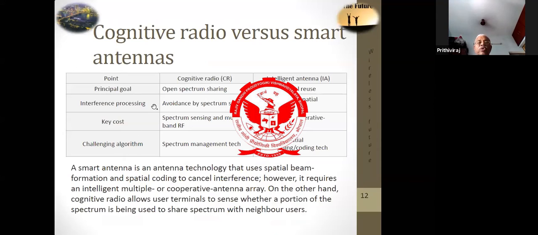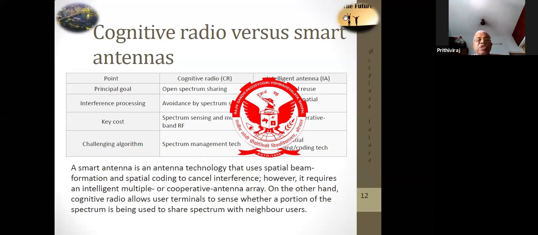Okay. So here we get a chance to compare the cognitive radio with the smart antennas, and because this is a term which is being utilized in a big way, especially in 5G, you will find this having a very important connotation. And this is again a couple of projects also which students can take up. So we'll take up point by point. We go to the first point, which is the principal goal in cognitive radio. What is the requirement here is to do with open spectrum sharing, whereas in the intelligent antenna requirement, it is an ambient spatial reuse. So the antenna is in the spatial domain, so that is where they want to reuse that.